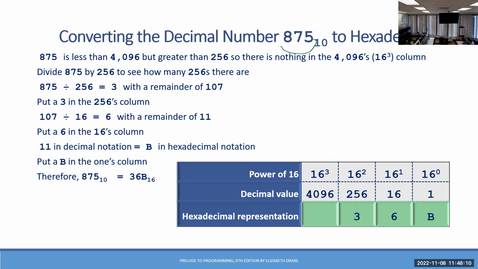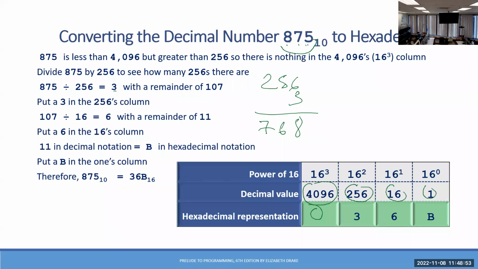You work everything on the columns here. This one is column 1, this one column 16, this one column 256, and this one column 4096. So you work everything from the left to the right. In order to make up 875, I do not need this one, so I put 0 here. I need the 256, and I need 3 of them, so I put the number 3 here.